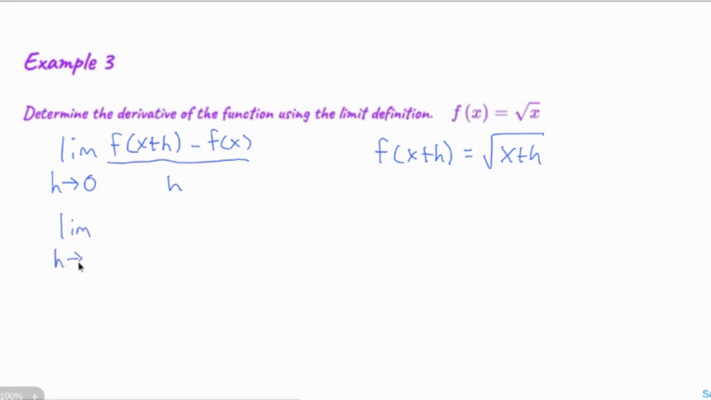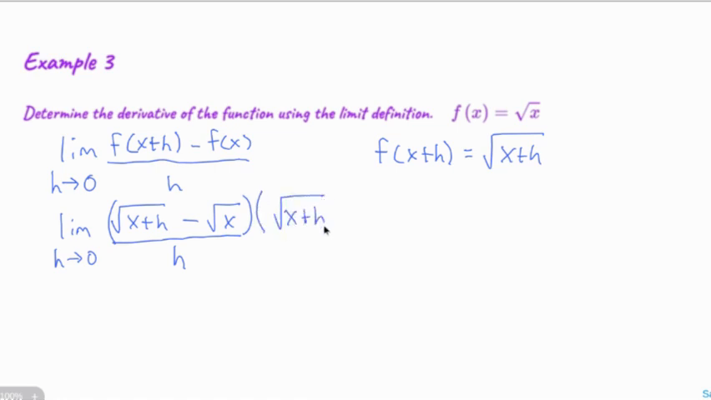The limit as h approaches 0 of the square root of x plus h minus the square root of x divided by h. Now, this is where we're going to have to get into our bag of tricks. So our bag of tricks says when we have the radical like this, we multiply by its conjugate. That'd be square root of x plus h plus square root of x. And same on top and bottom. Square root of x plus h plus square root of x.